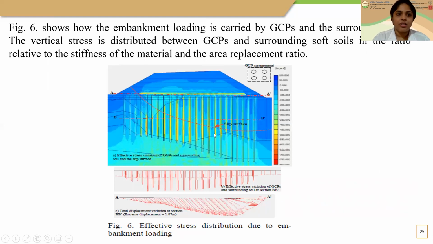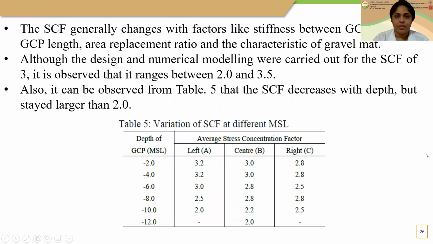So this figure shows how the embankment loading is carried by GCPs and the surrounding soil. You can see it in figure 6, the effective stress distribution due to embankment loading. And here we have used various SCF. You can see the variation of SCF at different MSL, but for this study we used an SCF value of 3, though it is observed that it ranges between 2 to 3.5. So as you can see here with depth, for the left, center, and right sides of the embankment, the average stress concentration factors vary like this.